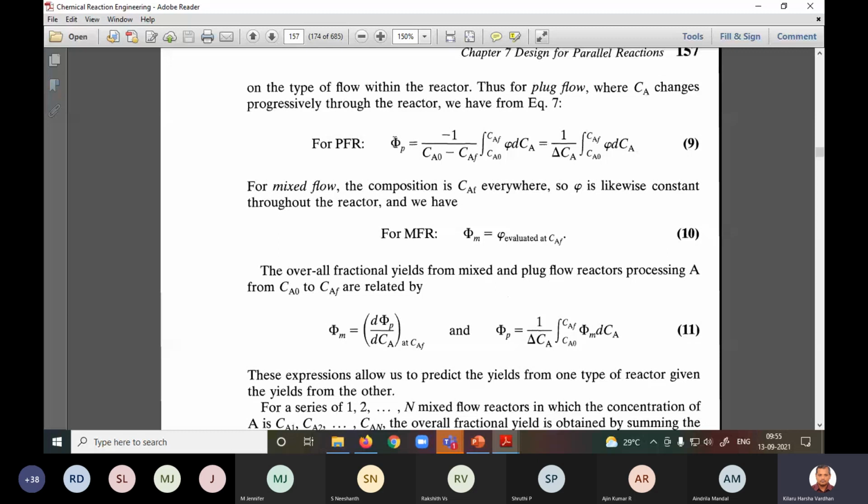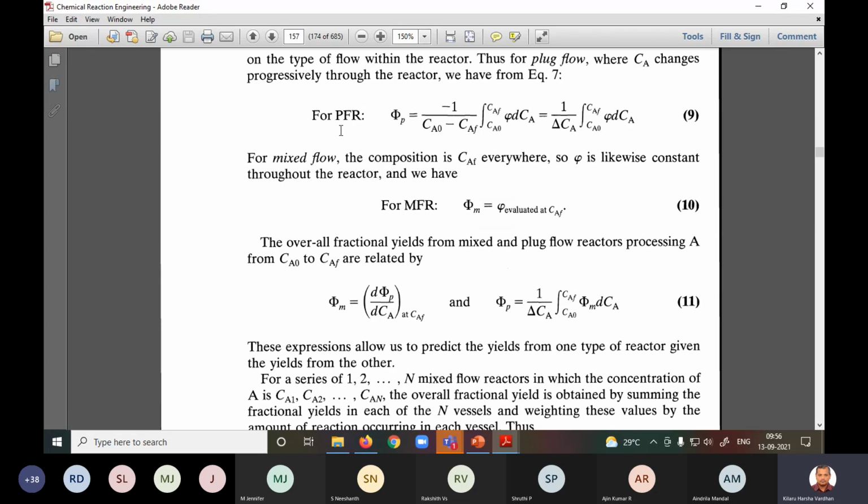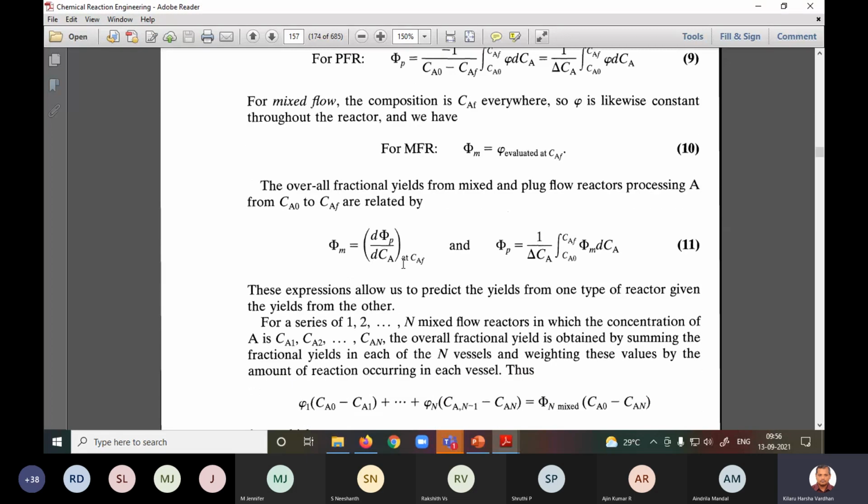For a PFR, this is the calculation of pi p with respect to the instantaneous yield, and you get an integral. But for an MFR, the total is nothing but the instantaneous value at the final concentration. Using these two relations, if you know one particular pi p for a plug flow reactor, you can predict the total yield in an MFR by using these relations. These four are very important, going from one to the other.